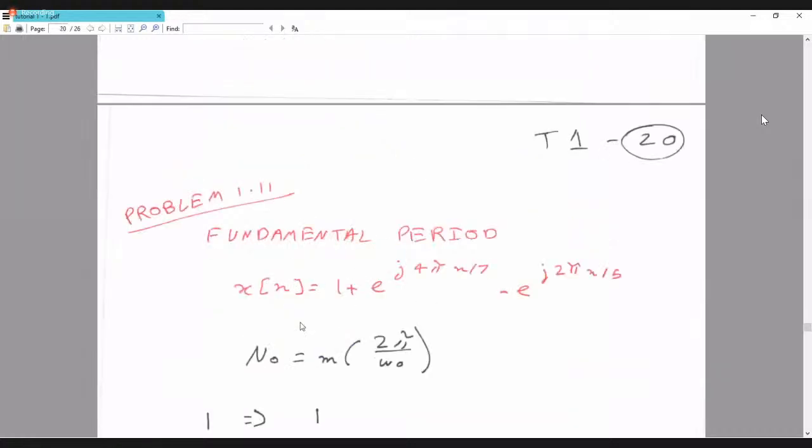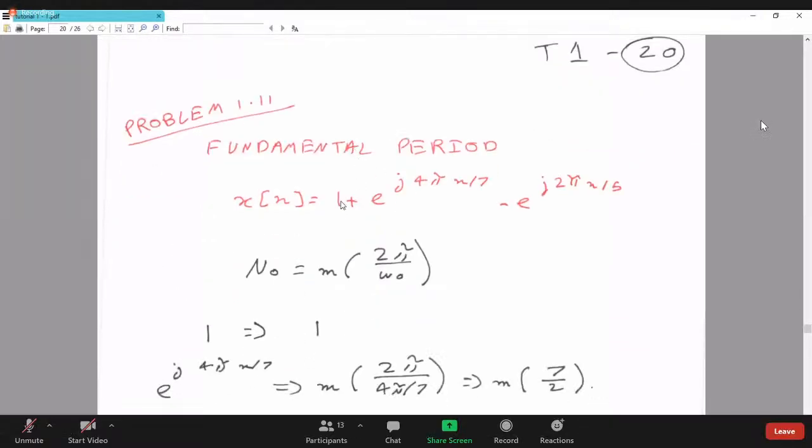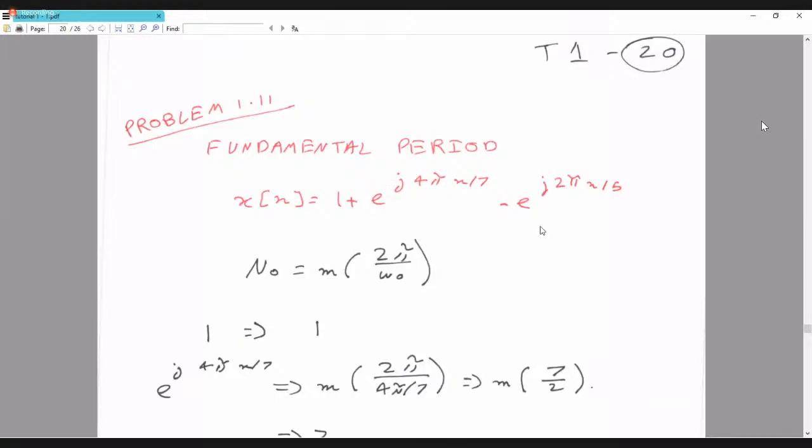Okay, again, this is the discrete signal. Remember, if it is a constant 1, 2, 3, 4, 5, it is always 1. You take this one and this one, calculate n naught for this one, and then combine them together.